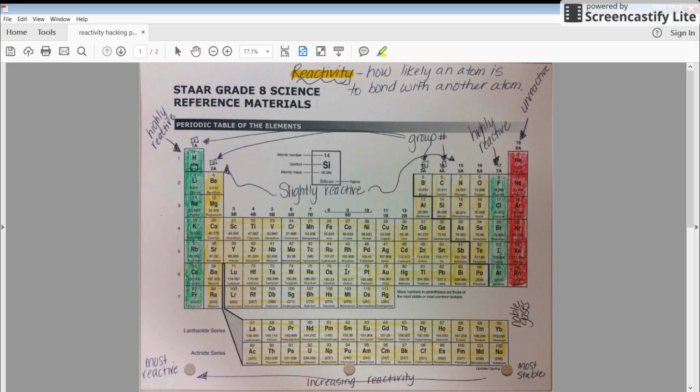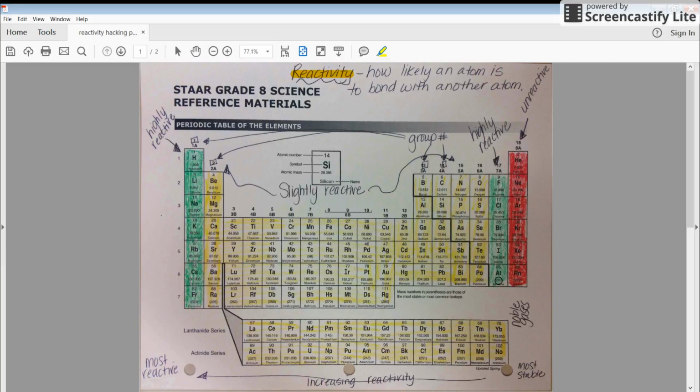So what I want you to do is take your green first, and color in group or family number 1 and group 17. So those two should be green. And when you're done coloring them green, I need you to take your pen or pencil and at the top of each of those groups, label them highly reactive. So group 17 is an exception on this side of the periodic table that even though most of these are little to no reactivity, group 17 is highly reactive.